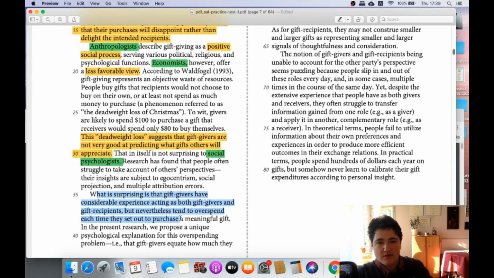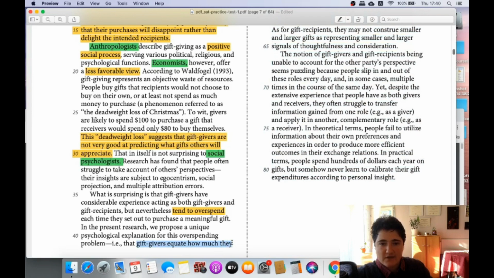Gift givers have considerable experience acting as both givers and recipients, but they still overspend. So they tend to overspend. This is an idea mentioned in the previous paragraph, so I'm going to underline it. In the present research, we propose a unique explanation for overspending. Okay, so this looks like it's going to be the main idea of this paragraph. What is this explanation for overspending?